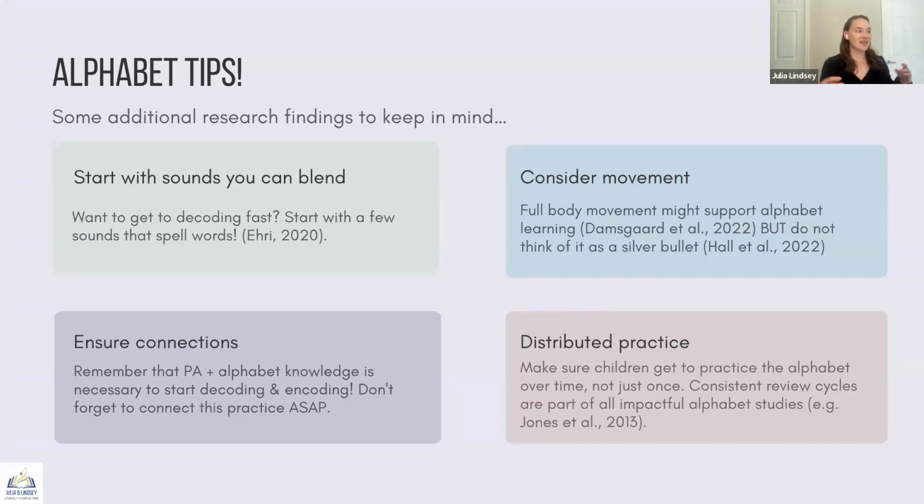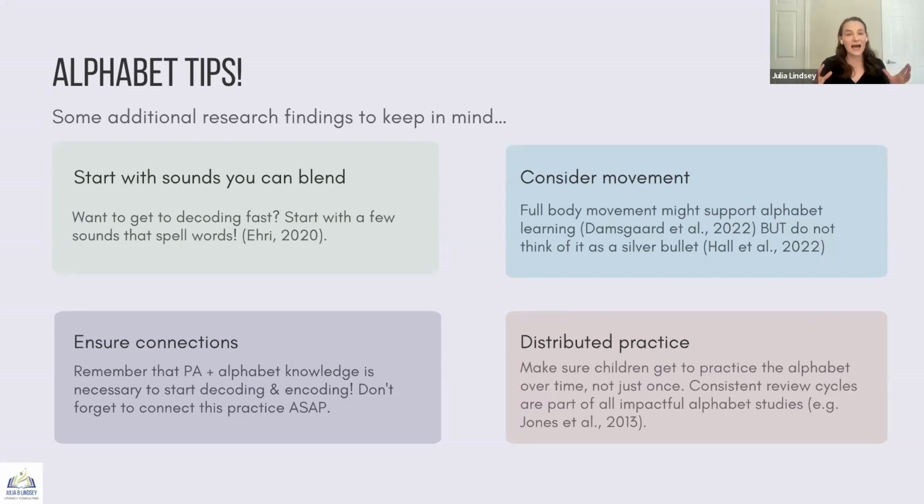Second, especially if you are thinking about how you can support young children in preschool, consider adding some movement. There was a fascinating study that came out last year that showed that children who engaged in full body movement in order to remember an alphabet sound actually had superior alphabet learning compared to their peers who either didn't do any movement or just did movement with their hand. So if you really want to get wild, consider having a movement that children can do with their full bodies for each sound. But be careful not to think about multisensory approaches and movement as silver bullets.